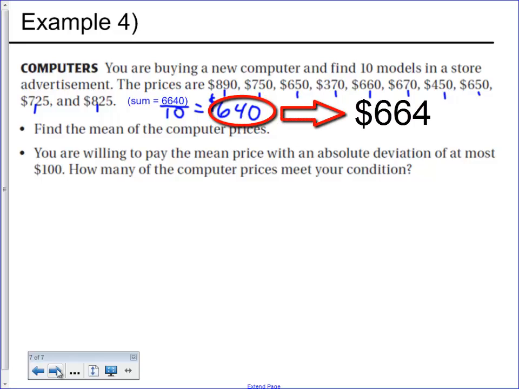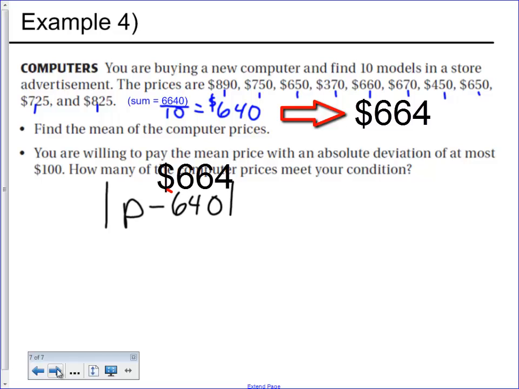It says we're willing to pay the mean price with an absolute deviation of at most $100. How many computer prices meet your condition? Well, this is a deviation question. So the price minus the expected value of the price. The expected value would be the average. And we want to pay at most $100 more or less from the mean price. So the $100 is the greater of the two, but we're okay to pay at least $100 or at most $100, so we can put an equal sign there.